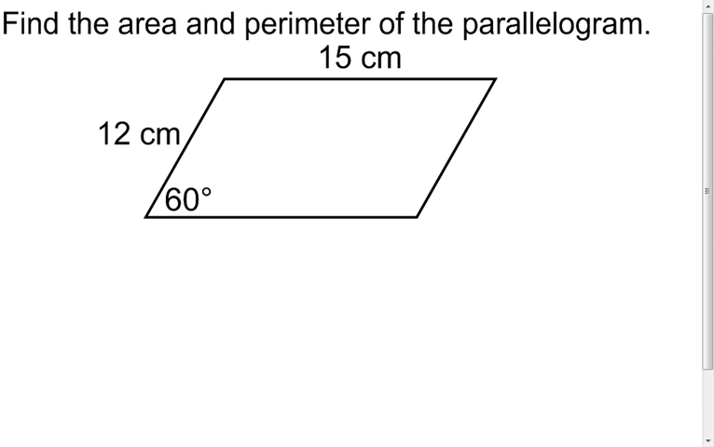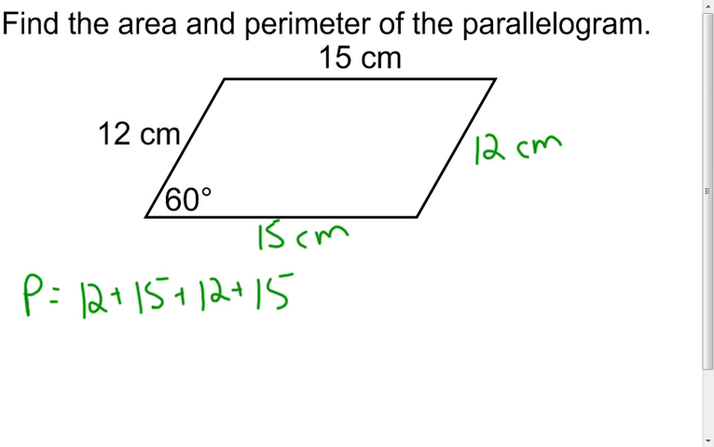Now my next one, very similar. For my perimeter, I'm just going to fill in my opposite sides, 12 centimeters there, 15 centimeters here. So my perimeter, I'm going to add up all my side lengths, 12, 15, 12, and 15. I end up with 54 inches for my perimeter.